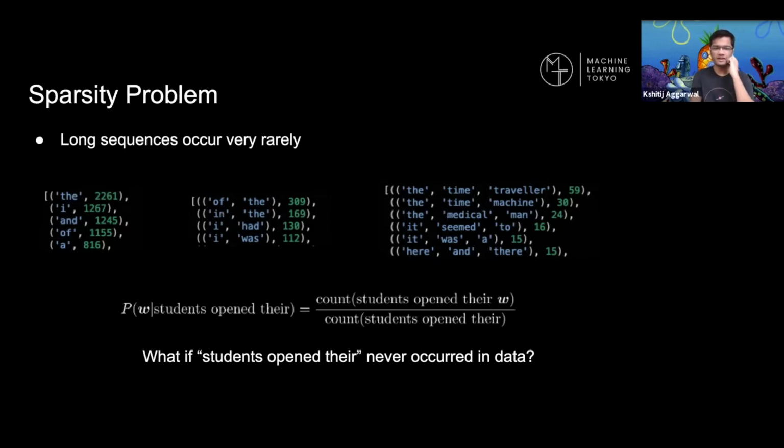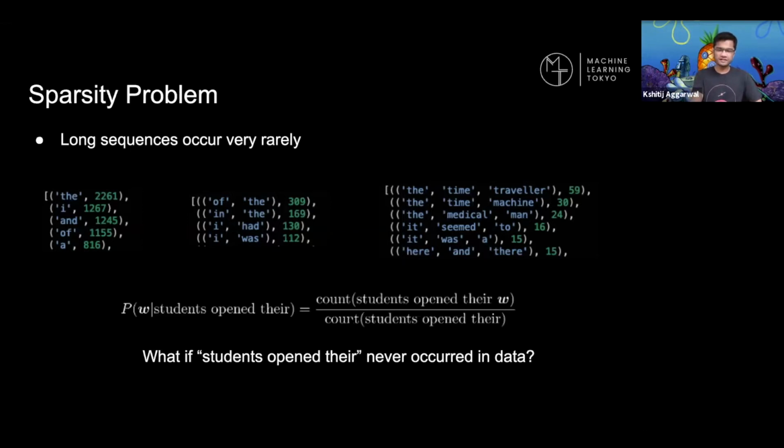Then we talk about bigrams, and these are the number of occurrences of those bigrams. But when we move on to even longer sequences, their frequency starts to decrease. This trigram, "the time traveler", which is supposed to be very frequent in a book about time machines, occurred only 59 times. And as you go to longer and longer sequences, the frequency with which any particular long sequence occurs decreases by a lot.